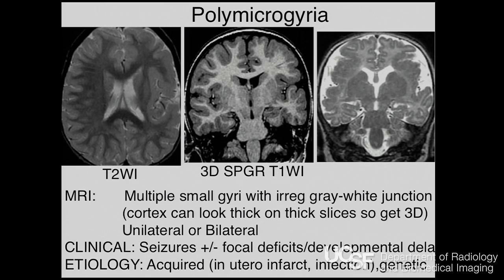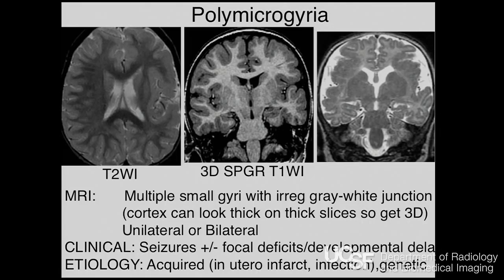Now, polymicrogyria is another type of malformation. This is an abnormality in the organization of the neocortex, and it's characterized by far too many small gyri. It's best seen on very thin section imaging. Its appearance can change depending on the state of myelin of the underlying white matter, but it's important to look carefully for this in a child who presents to you with either epilepsy or with developmental delay.